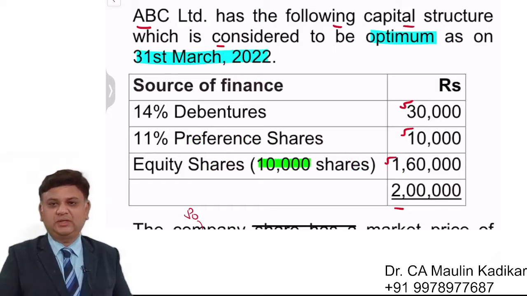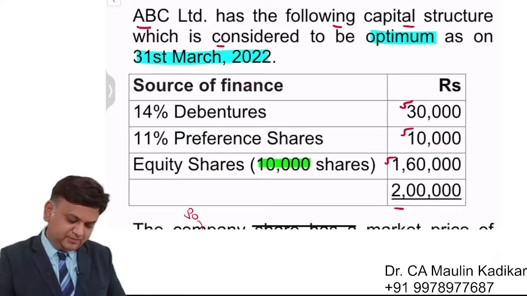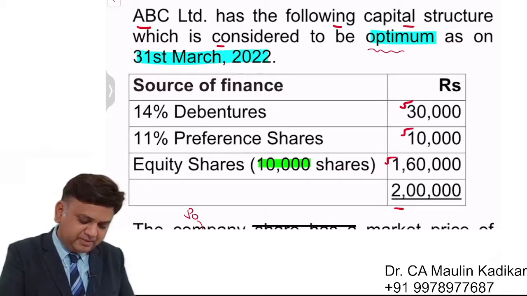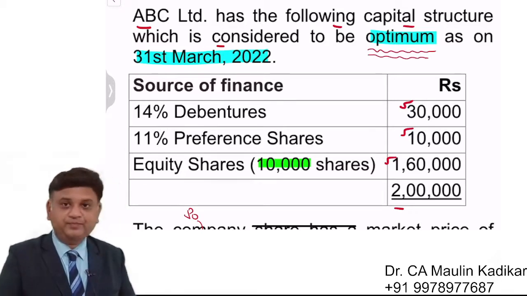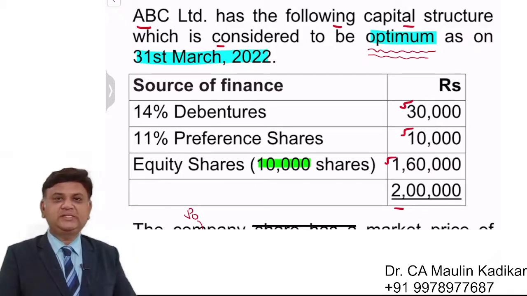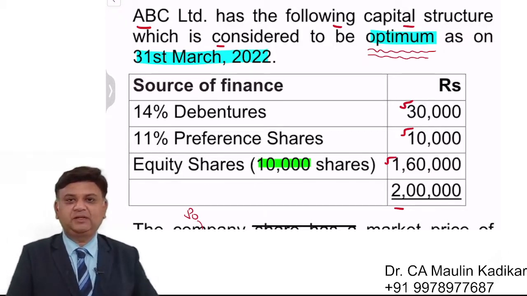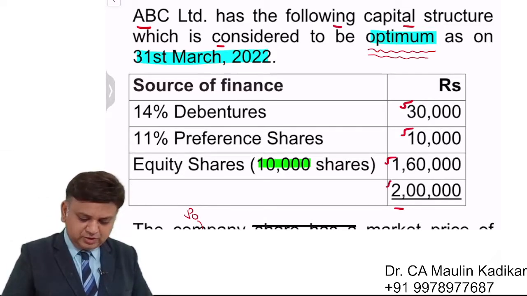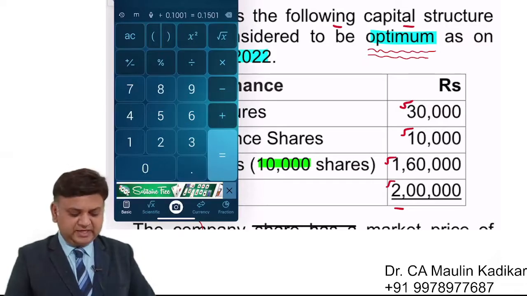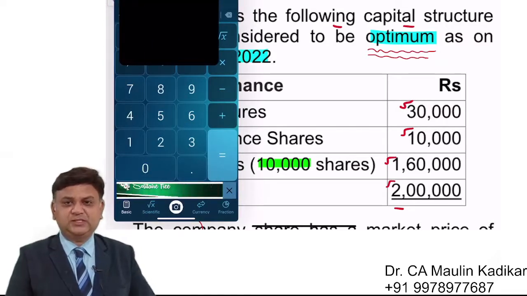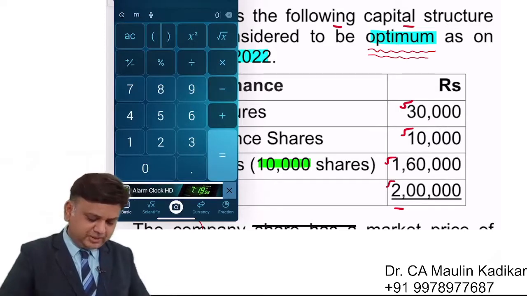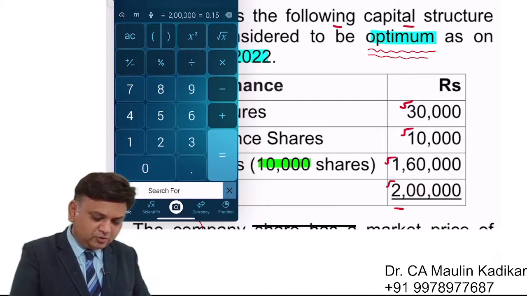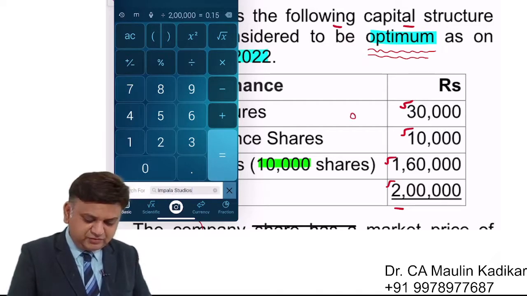Dear students, over here, the question is providing the information that the company has this as the optimum capital structure. What does it mean? It means the company is always financing the funds in this proportion only. So I request you to use a calculator. We understand that 30,000 rupees of the debentures out of 2 lakh rupees of the total capital. So 30,000 divided by 2 lakhs, the debt financing is 15%.